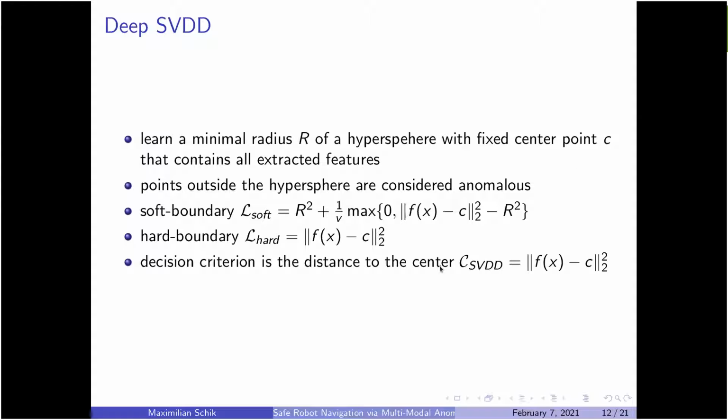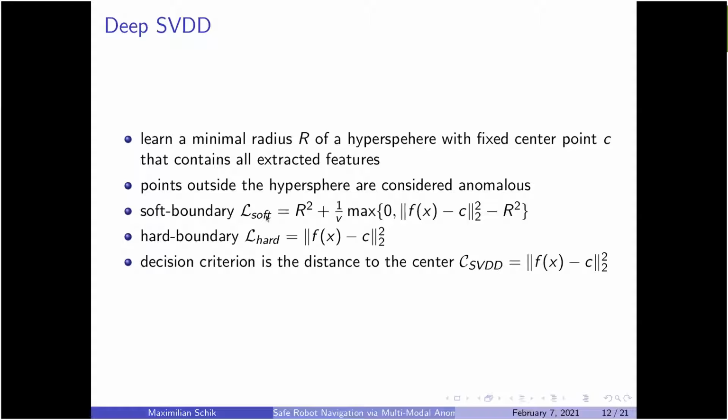The next approach that was proposed is the deep SVDD approach. I forgot what SVDD stands for, sadly. What this does is it learns a minimal radius of a hypersphere with a fixed point c. So we have to choose a center point for the sphere before we start training, and it should not be 0. And every point outside of this hypersphere will then be considered as anomalous.